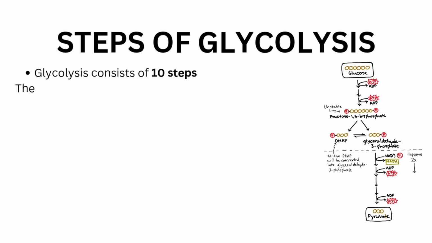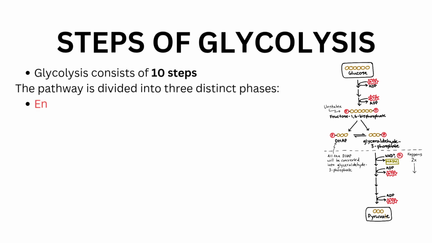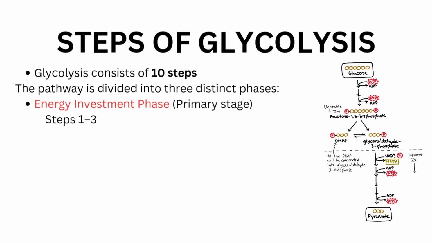Before we start explaining each reaction, it is very important to understand the overall structure of glycolysis. Glycolysis is not a single reaction. It is a sequence of 10 steps, and these steps always occur in the same order. To make it easier to understand, the glycolytic pathway is divided into three phases. The first phase is the energy investment phase, also called the preparatory phase.